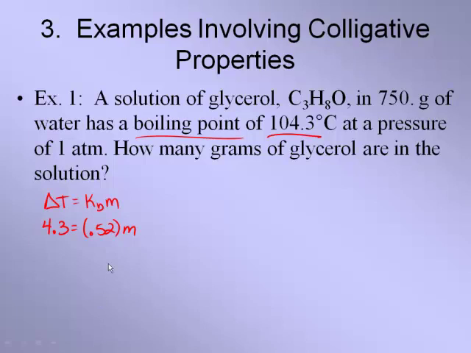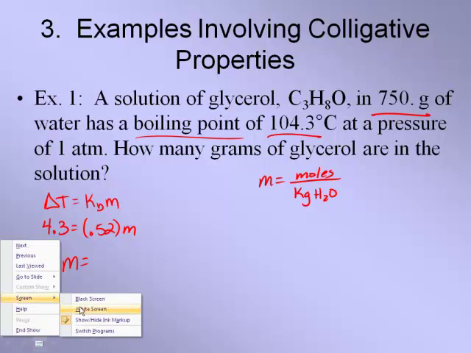Now, does solving for molality help me? Sort of, because I know that the molality is equal to moles over kilograms of water. I have the mass of the water here, so I can find the kilograms of the water. If I have the molality, I can solve for moles, and once I have moles, I can solve for grams. So this will actually lead me down the right path eventually. So let me do my math real fast. I have to pull out my handy dandy calculator.